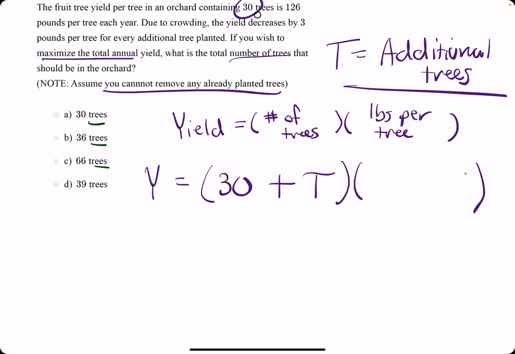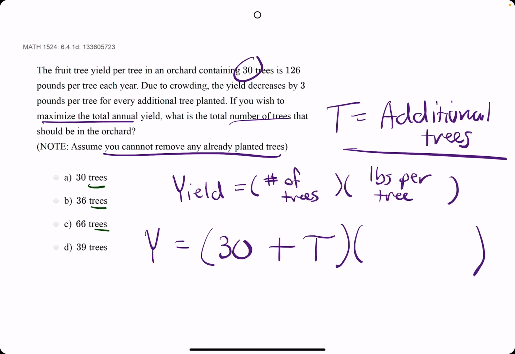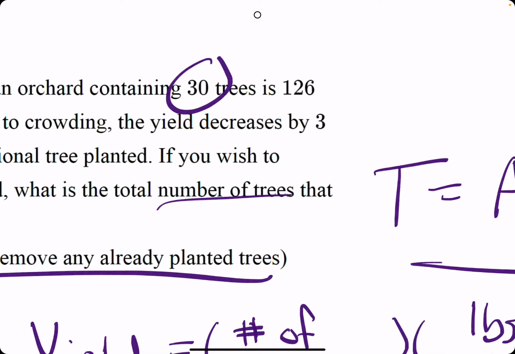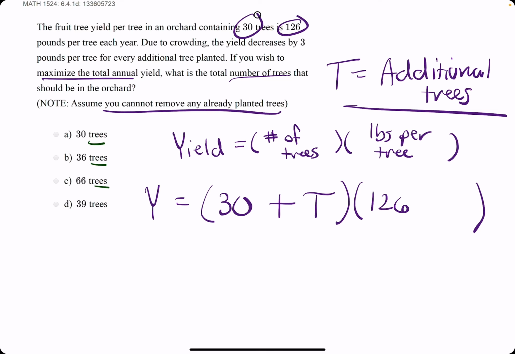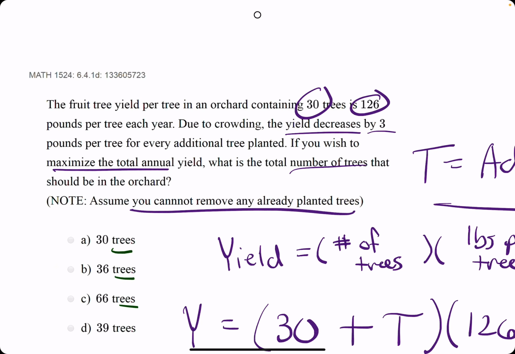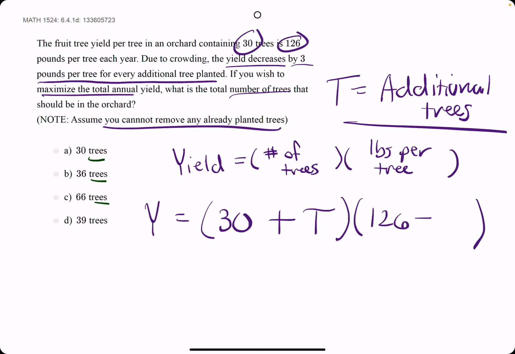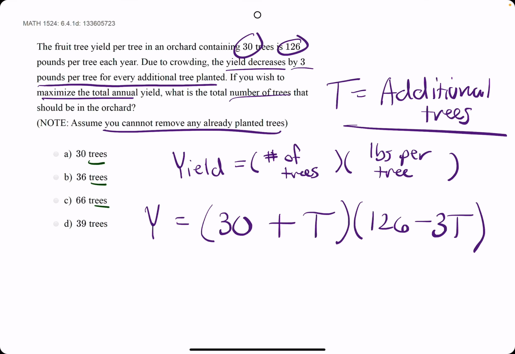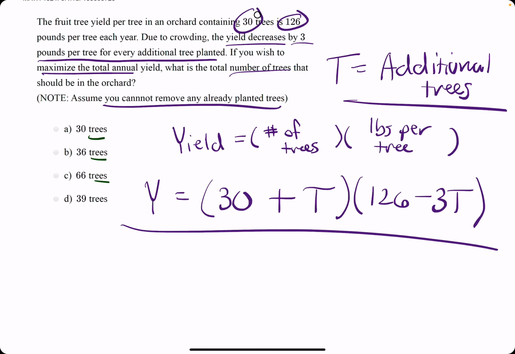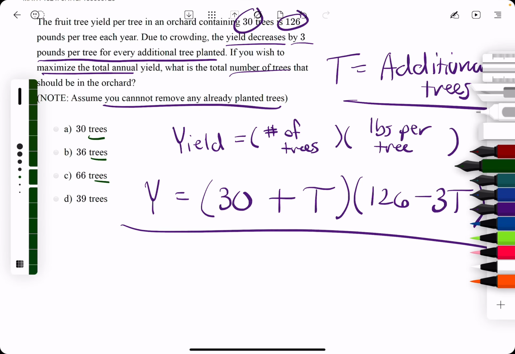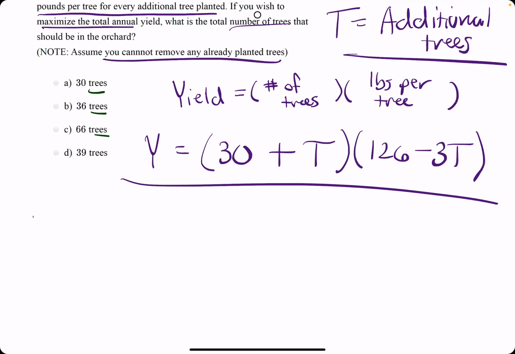Now we need the expression for the pounds per tree, which is 126. But they say the yield decreases by 3 pounds per tree for every additional tree planted. So we say minus 3t, since t is every additional tree planted, and it's decreasing by 3 per tree. So we have our yield, and in this example, since I used product rule in the other example, I'll talk through how to not use product rule in this one.